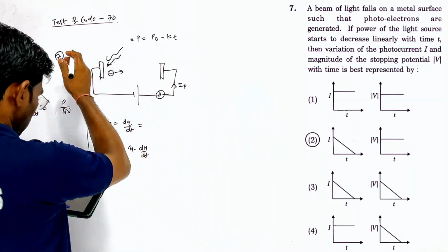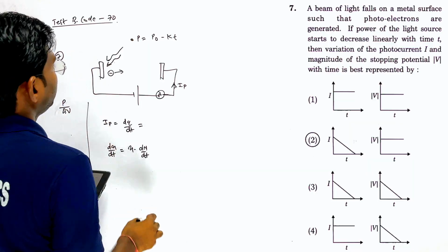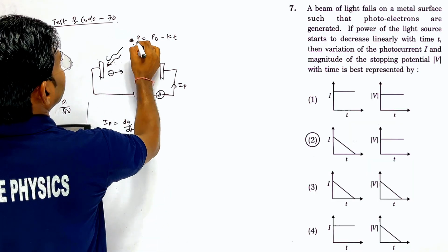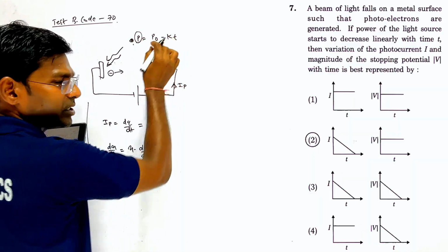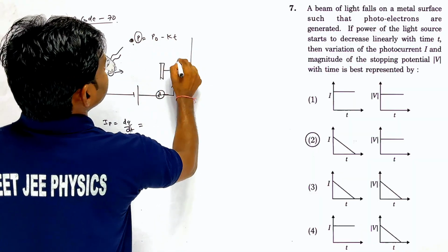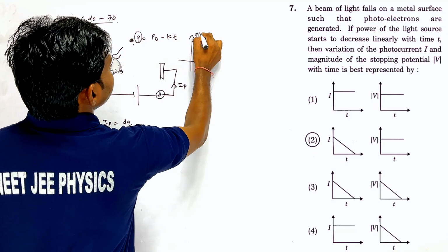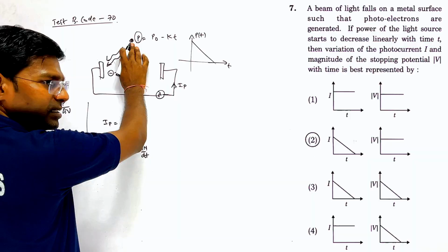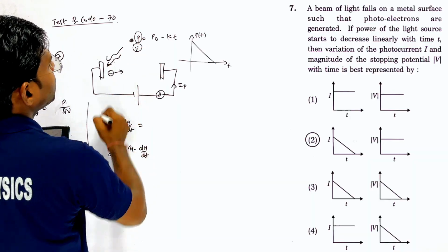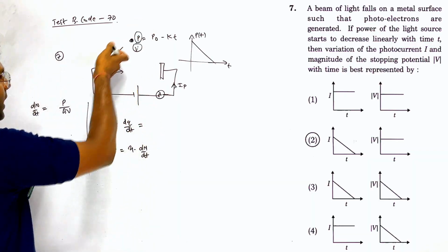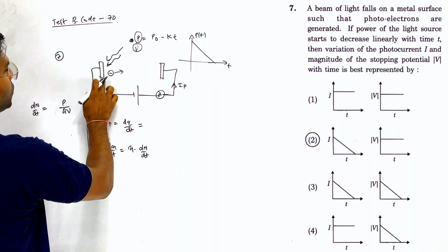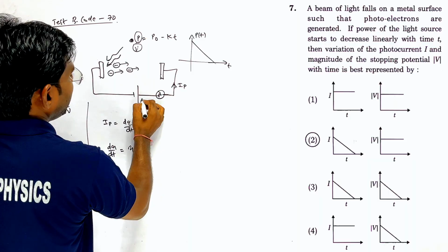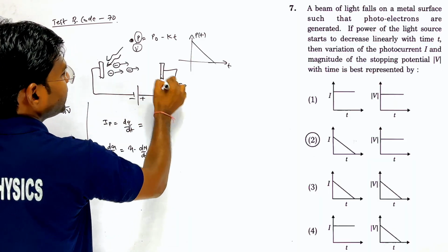So read this question, question number 7, right? In this case, this is the source of light whose power is P. The power is decreasing linearly, meaning the power is a function of time t and decreases linearly, while its frequency remains constant. When the light is incident on the photosensitive material, photoelectrons are emitted and reach the collector plate, and because of this battery the photoelectric current starts flowing.